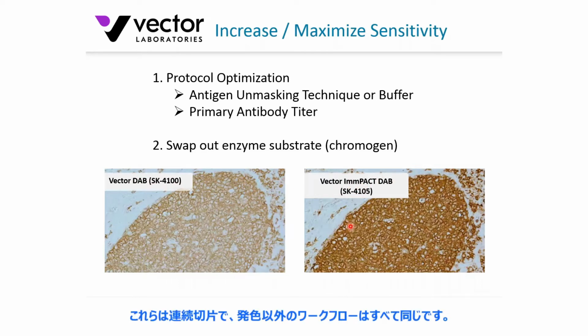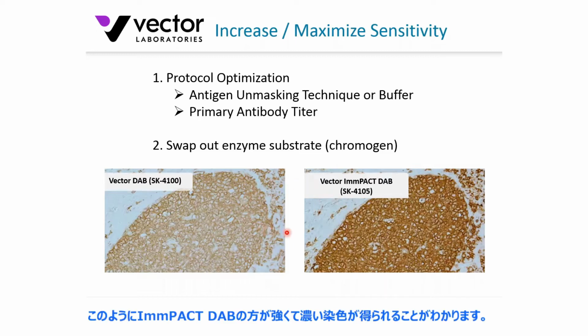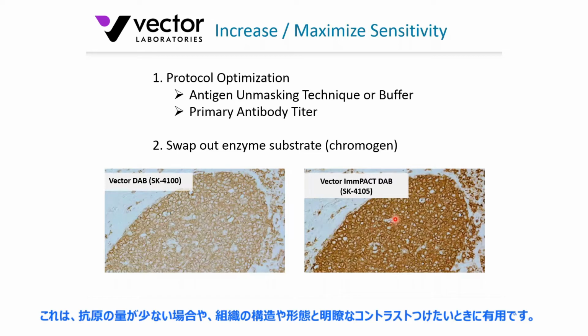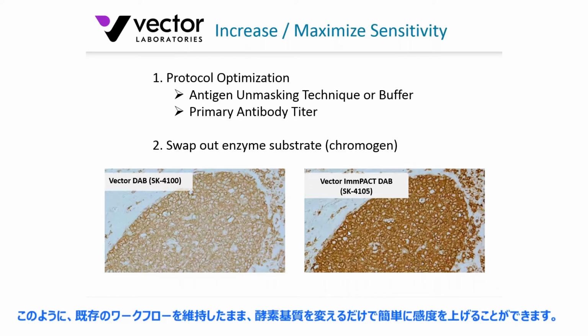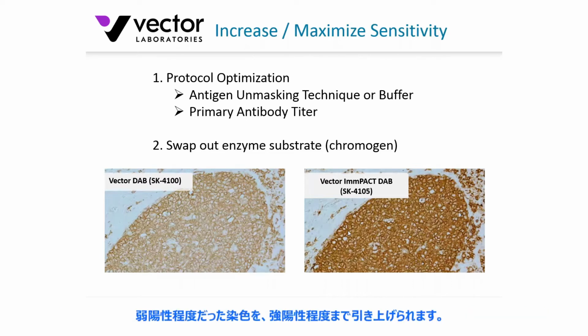Now we've got serial sections here. All things were the same in the workflow up until the point of when we added DAB. And you can certainly see that the ImmPACT DAB gave a much heavier deposition of color, much more robust staining, which certainly aids in looking at weaker expressed antigen and a greater contrast with the underlying tissue architecture and morphology. So certainly this could be a very simple way to increase sensitivity. You can keep the existing workflow, the tissue prep, primary antibodies, secondary reagents, and just simply swap out this last color development. And this could certainly help increase sensitivity, instead of your 1+ to maybe 3+ or something like that.